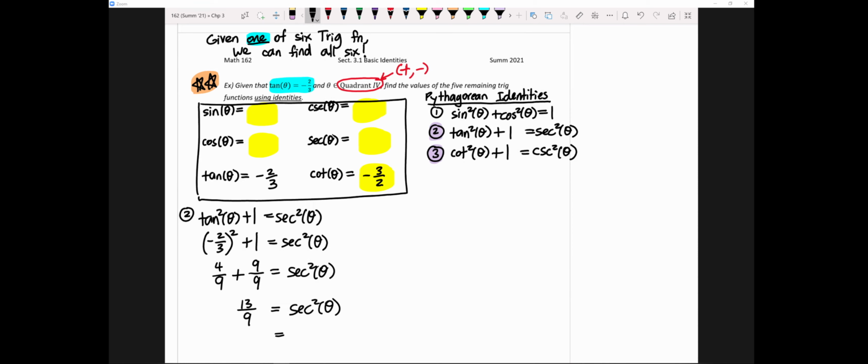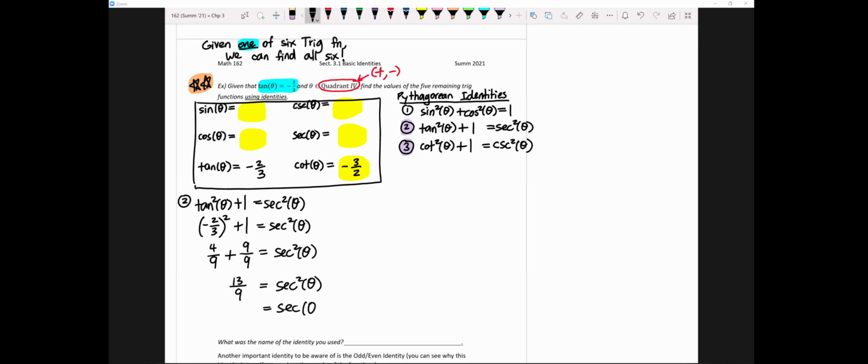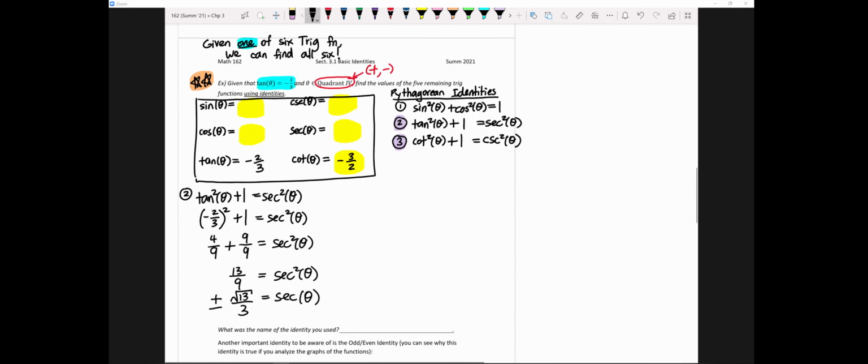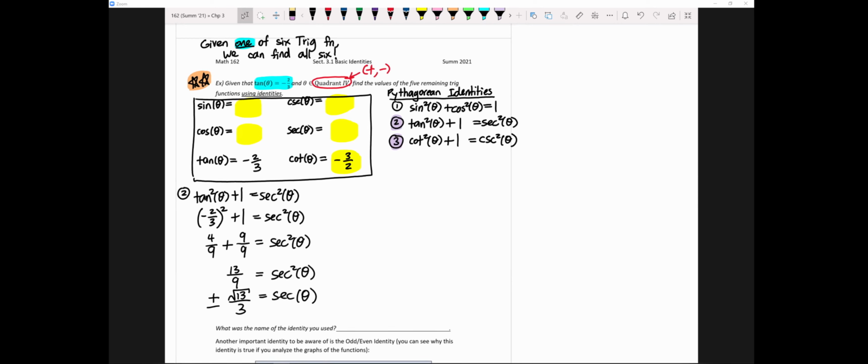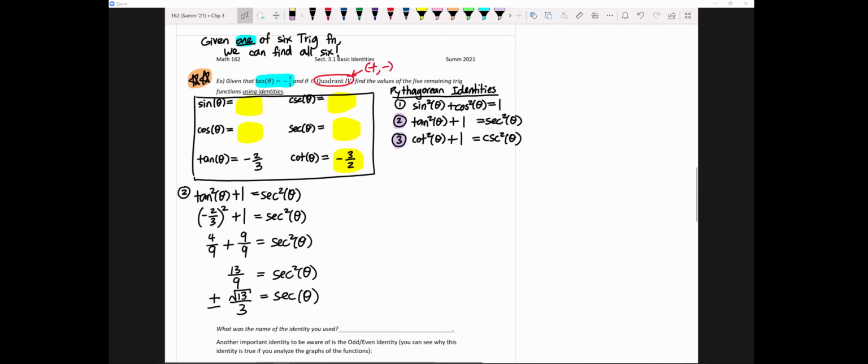Okay, so that means secant of theta by itself is going to be square root of 13/3, but we put plus or minus. Yesterday, we called this the seatbelt step to circle the quadrant. And I was looking over our exam 1 results, and some of the errors did come from missing a plus or minus sign. Always check your quadrant, and that's going to determine whether the trig function is positive or negative. Okay.